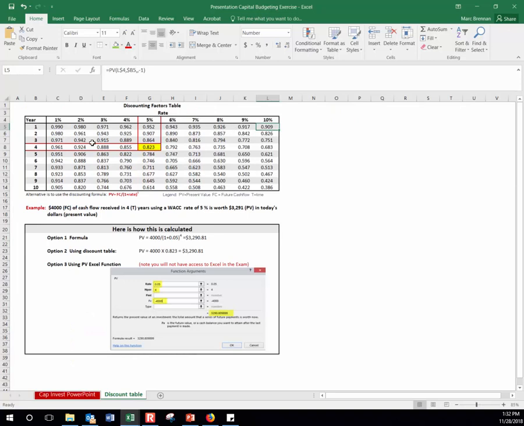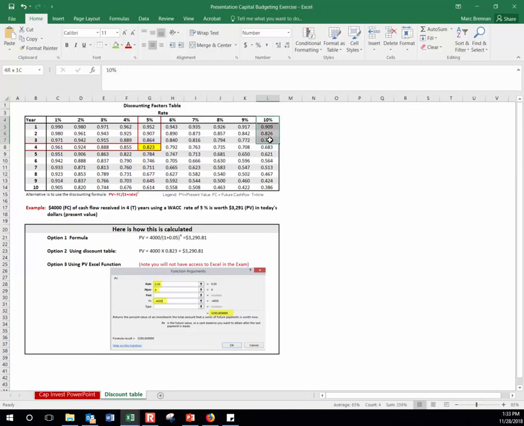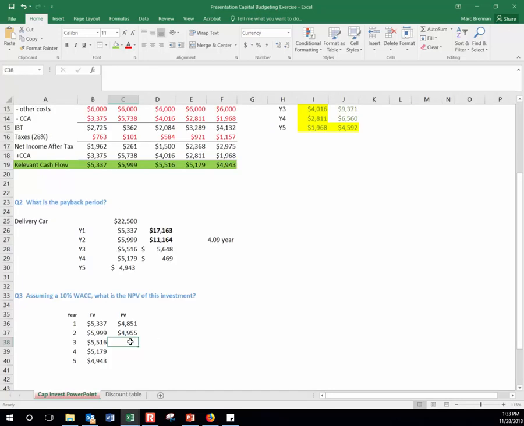Now I would go back to my table again. I go, okay, 10% again, but now I'm looking 2 years from now. So 0.826. So it goes 0.826 multiplied by my 5,999. Okay. So in today's dollars, $5,999 is $4,955. And then we go back. And now 10% again, but I'm looking for year three. So 0.751. So 0.751 multiplied by my relevant cash flows from that year.